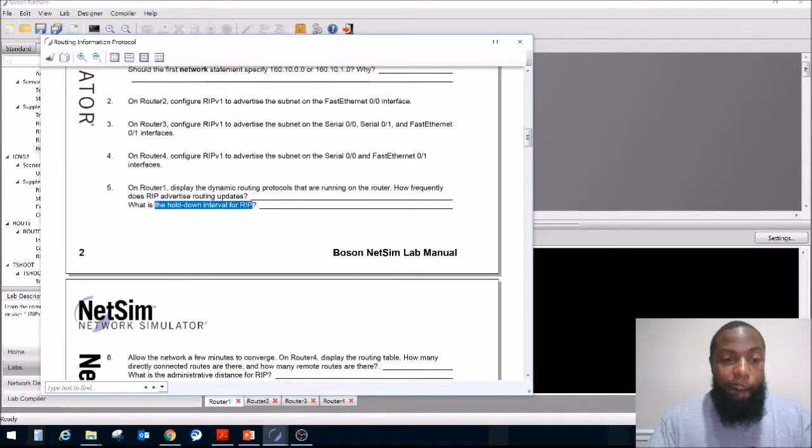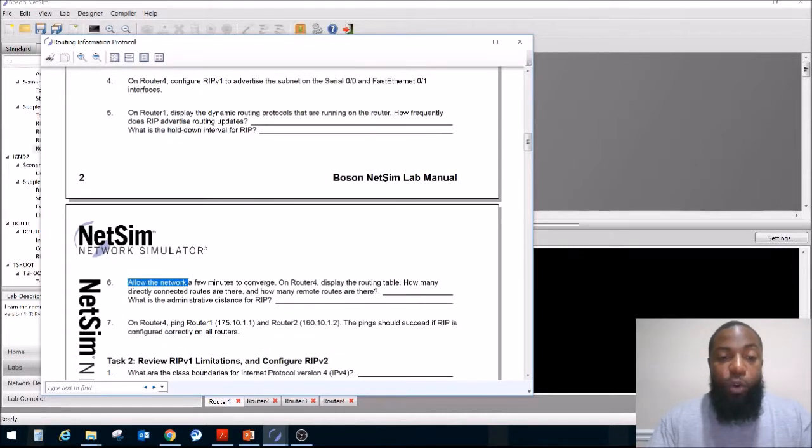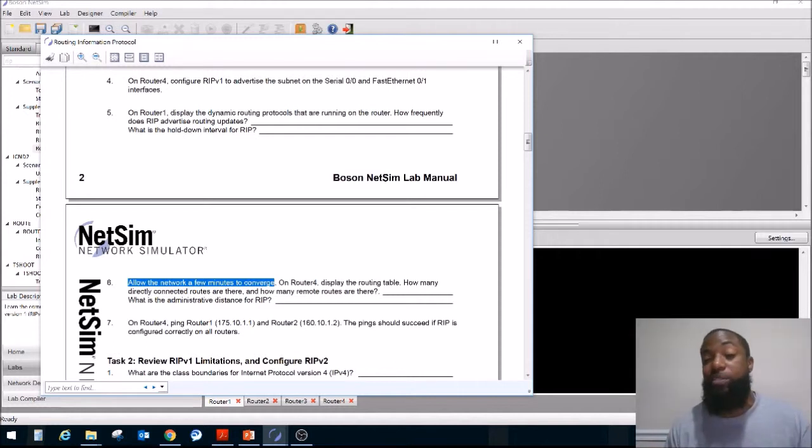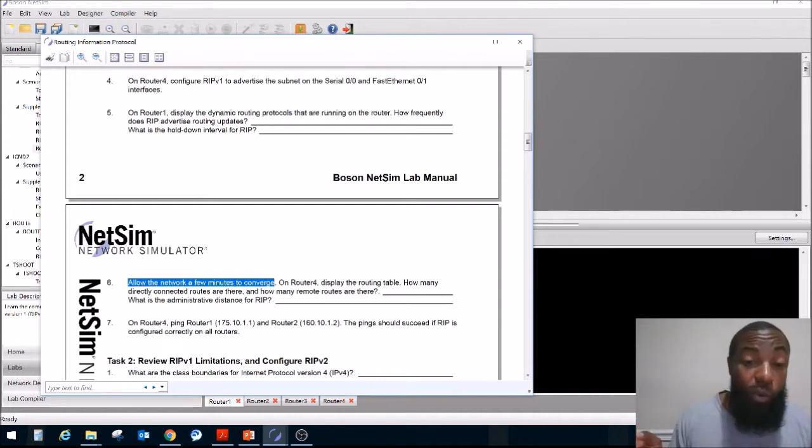All right, so allow the network a few minutes to converge. A few minutes. You see, this is another limitation with RIP. You have to have a few minutes for the network to converge. You know what convergence is, right? That's when all the routers know about all the routes and know how to get everywhere. That's when you consider a network converged.